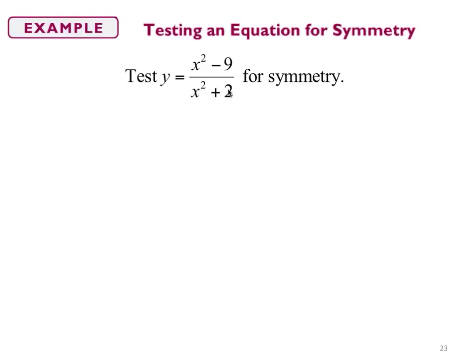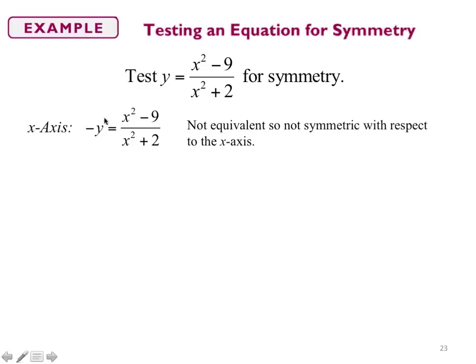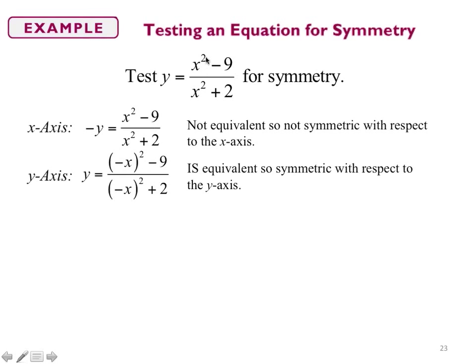So if we look at this here, if we want to test this for symmetry, to find symmetry with respect to the x-axis, we'd replace y with -y, okay? And if we look at this, there's no way that we can make this equivalent to the original, so it's not going to be symmetric with respect to the x-axis. If we want to determine if it's symmetric with respect to y, we take x and we replace it with -x. And if we do this, -x squared is just going to be x squared. So this actually is the exact same thing as the original. So this is equivalent, so that means that it's symmetric with respect to the y-axis.